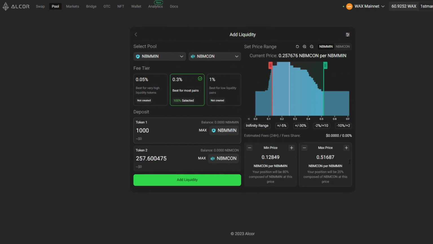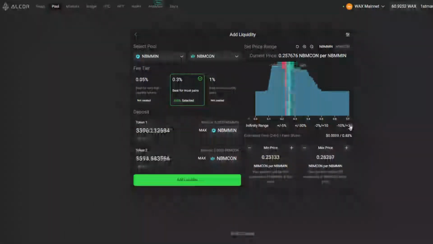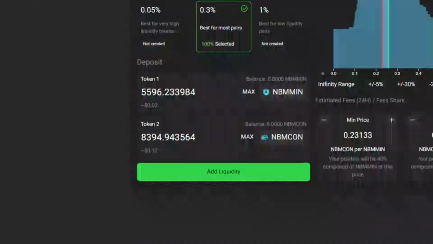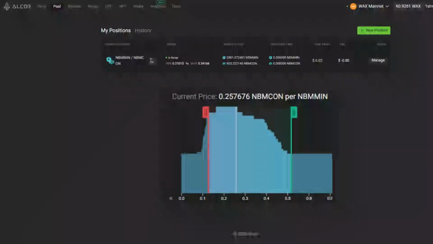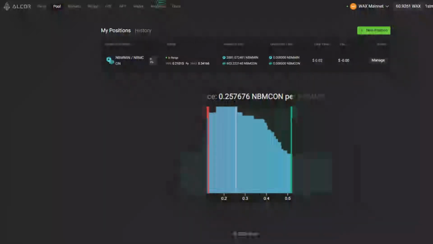For instance, if you want your tokens to be used no matter what, click on Infinity Range. However, if you want your tokens to be used on a particular limit around the current ratio, or even on a custom ratio, you can set up your own rules. Once ready, click on the Add Liquidity button and your position will be created. Your tokens will then be used by people swapping Minium and Constructium, and you will start collecting fees. But keep in mind that your tokens will only be used in the interval you specified.